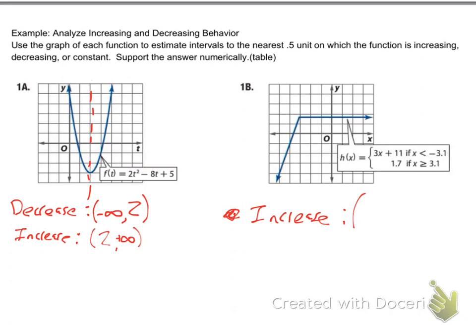Where is it coming from? The x values? Negative infinity all the way up to what point? Negative 3. It does say to the nearest 0.5 unit, so just stick with negative 3. Make it easier. If I had to be exact, yes, it is happening at negative 3.1 because that's where the interval change is, right? Okay. And then constant. It's positive infinity.